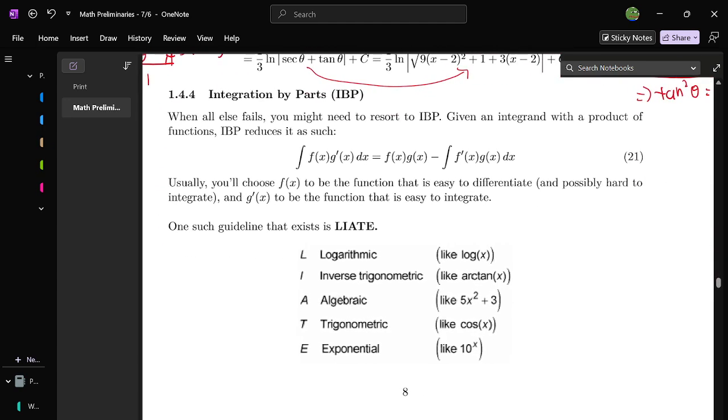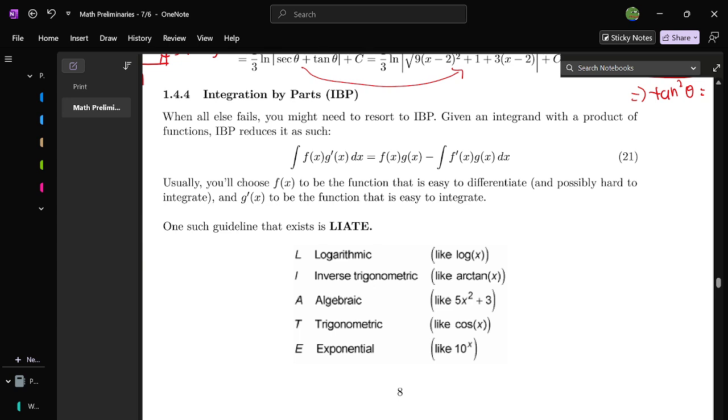Now, if all else fails, you may turn to integration by parts. So this is essentially the integral form of the product rule. If you have an integral that can be expressed as a product like that, then you can just apply this formula. Nothing too fancy. Now, the key subtlety here is how you choose these functions.